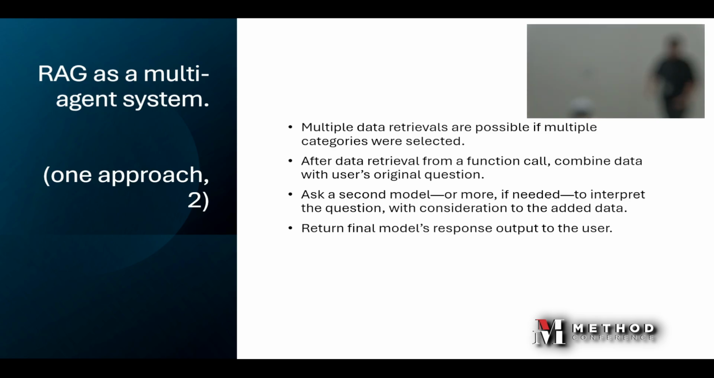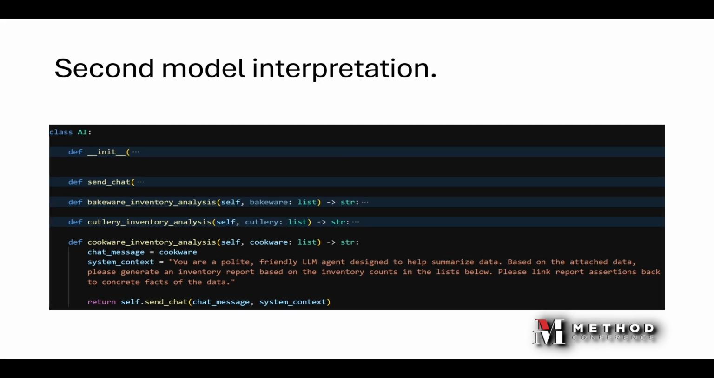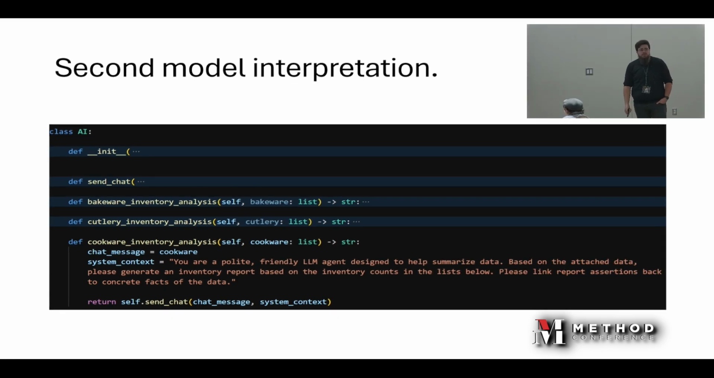And then eventually we just return the model output. So here's an example where we still use the send chat function, but now we want to process this returned SQL data. I gave it a context of you were a friend, but based on the attached data, can you generate me a report on this? And again, we could have multiple functions that call this. They just get passed different data.